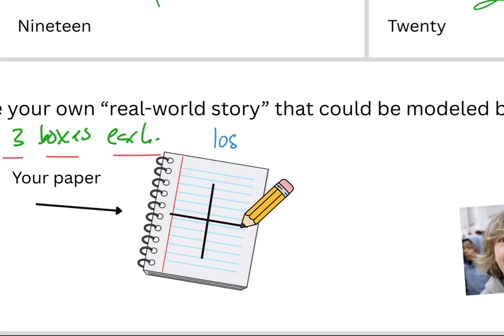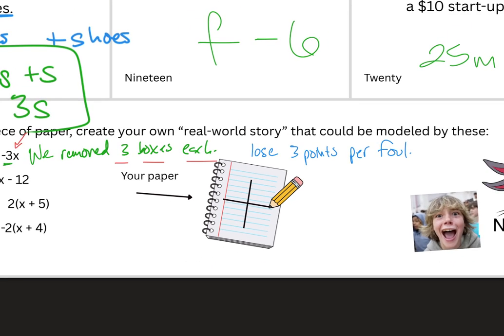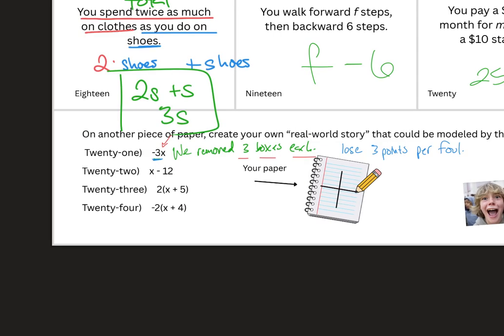You lose 3 points per foul. And if you're like, what game is that? It doesn't matter. But just pretend you are going to lose 3 per foul. Notice how I snuck one in that's each and per, yeah? I'm going to zoom out here to do the rest.